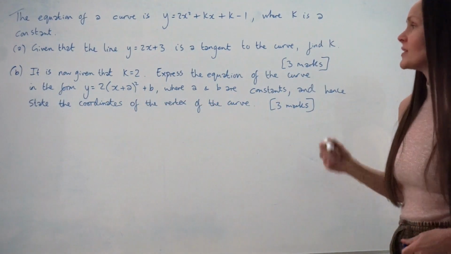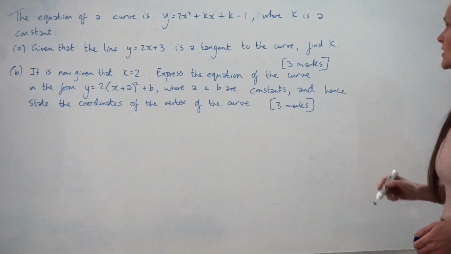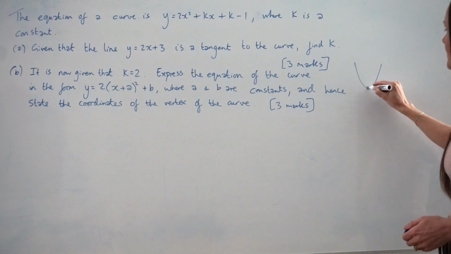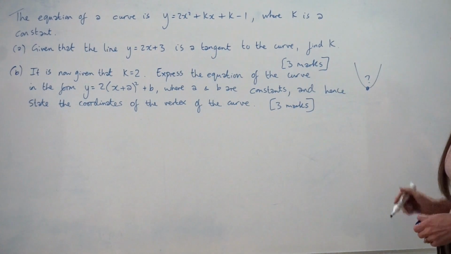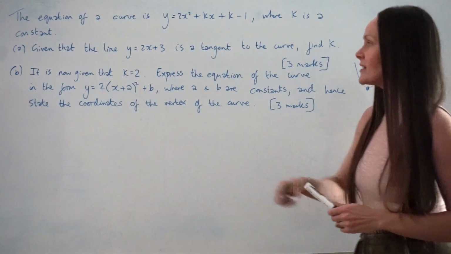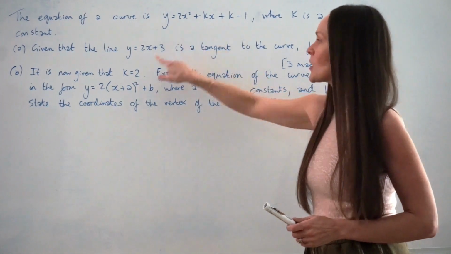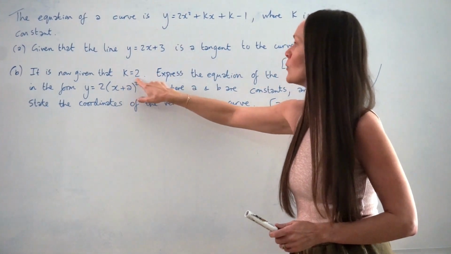And from there, we have to state the coordinates of the vertex of the curve. So the vertex of this curve here is going to be a minimum point, like that. So we need to work out the coordinates of that point. So let's start by substituting this information into the equation of the curve. So I'm going to replace the letter k with 2.